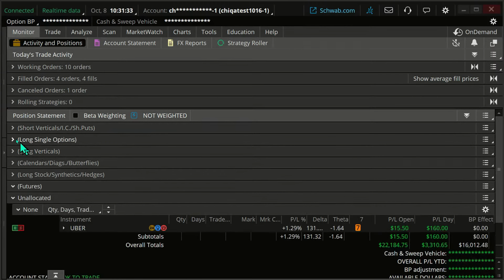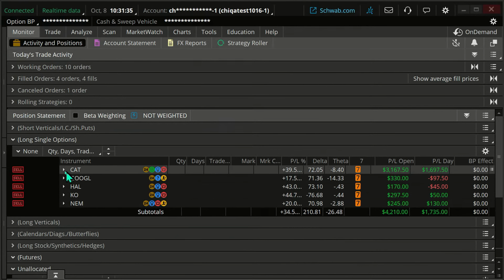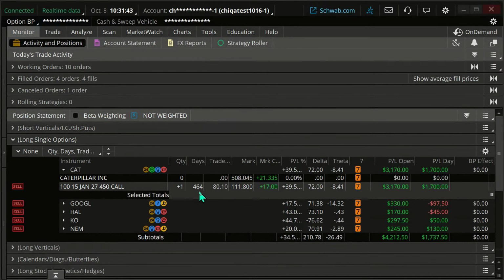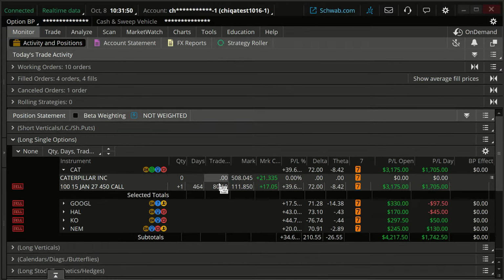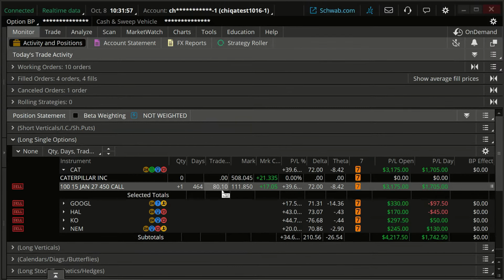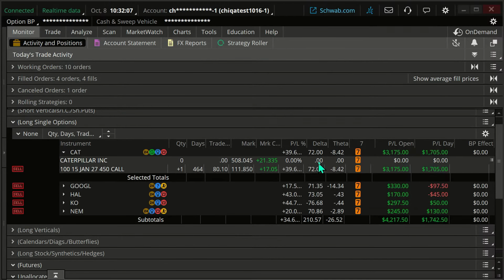Let's go to long single options. Okay, Caterpillar doing quite well. It's a LEAPS call. And the interesting thing, this one was really a home run because we actually rolled this before. We rolled it when we hit, I think, above an 85 delta or something like that, which is kind of how we do these. If the delta gets above 85, and we don't really have any that are there right now.